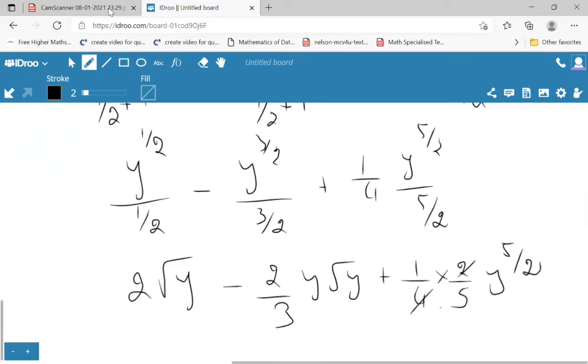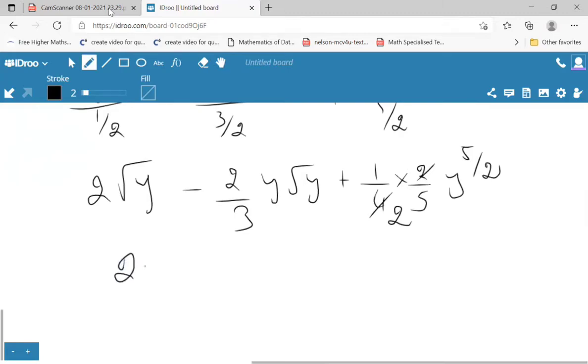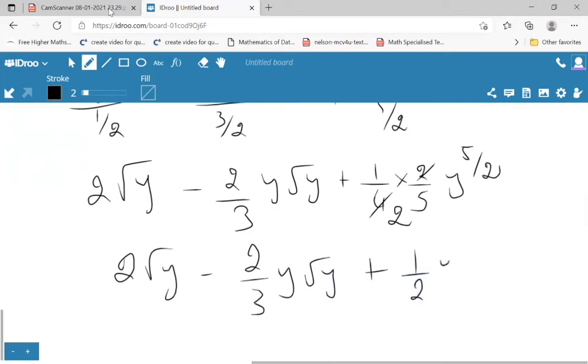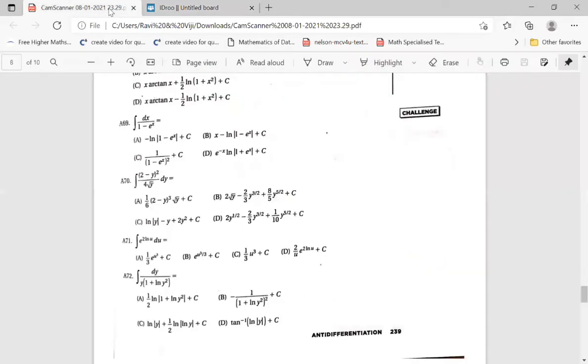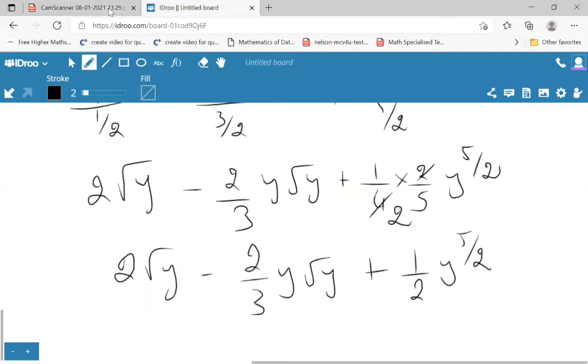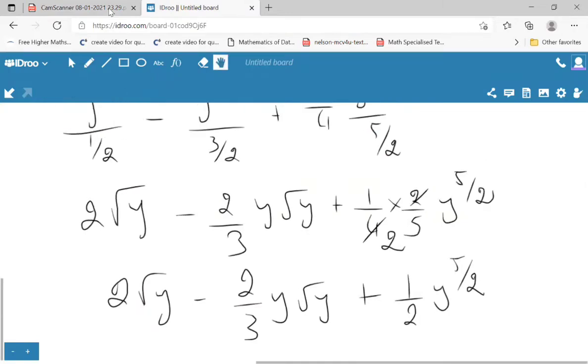Or I can cancel this 4 and 2 here. So that will now become 2 root y minus 2 by 3 y root y plus 1 by 2 y to the power of 5 by 2. Let's see which option is correct. You can see 2 root y minus 2 by 3 y to the power of 3 by 2 plus 8 by 5 y to the power of 5 by 2. 8 by 5.